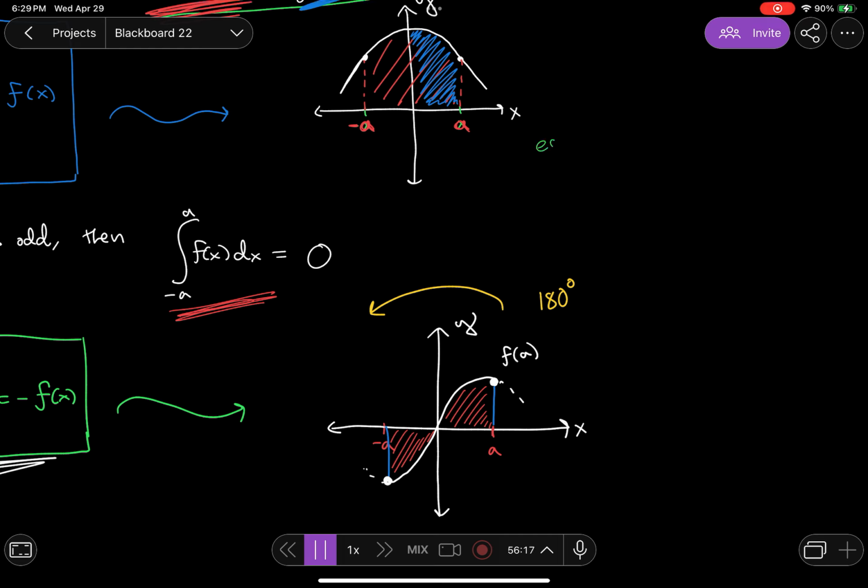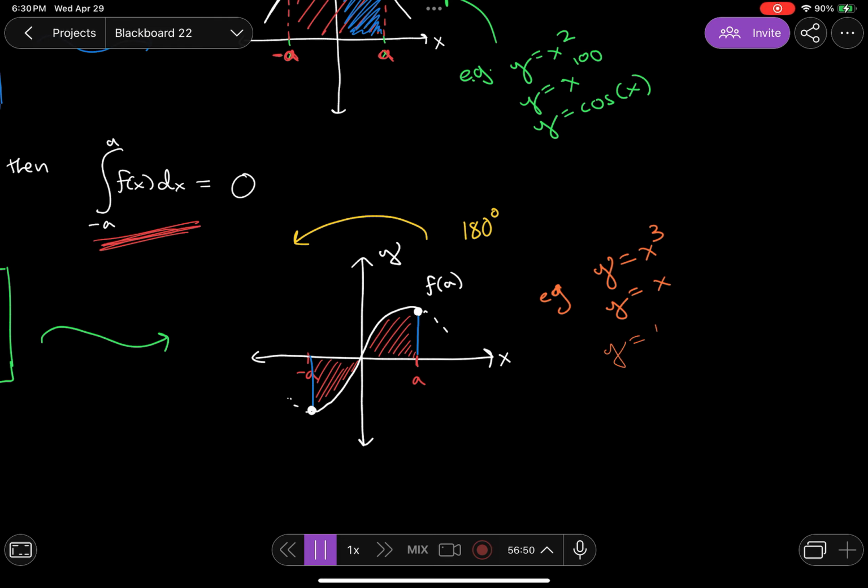So a few examples of even functions. So this would be even functions. Y equals x squared. Y equals, I don't know, x to the 100th power. Y is equal to cosine is like the quintessential even example. A few examples of some odd functions would be like y is equal to x to the 3rd power. How about y is simply equal to x? Y is equal to tangent of x. And the quintessential example is y is equal to sine of x.